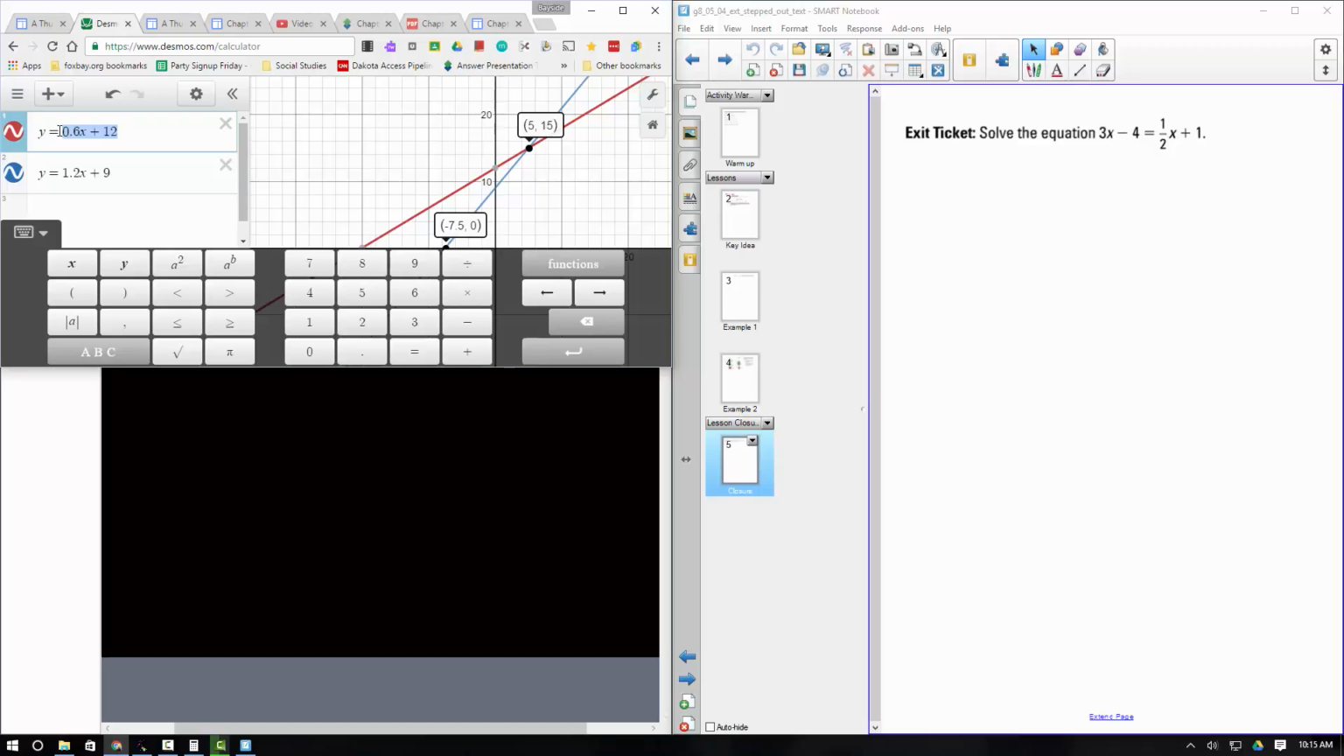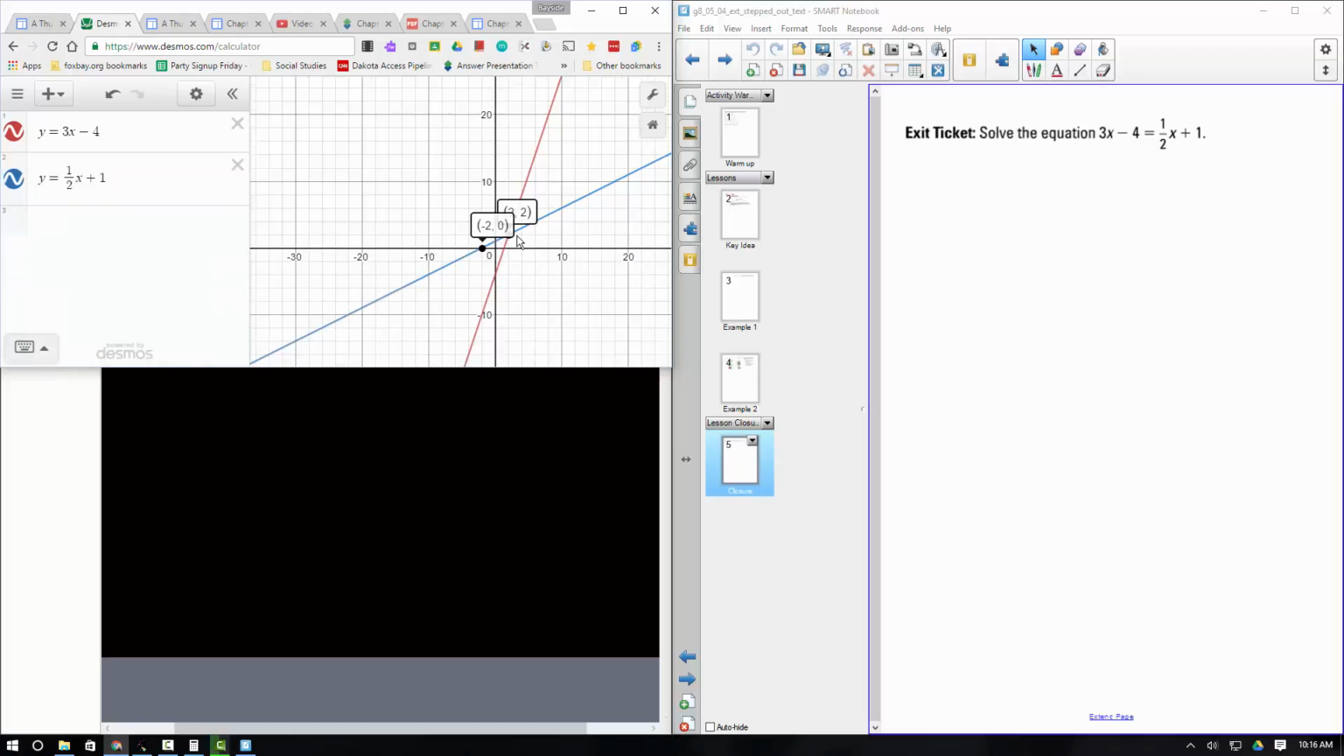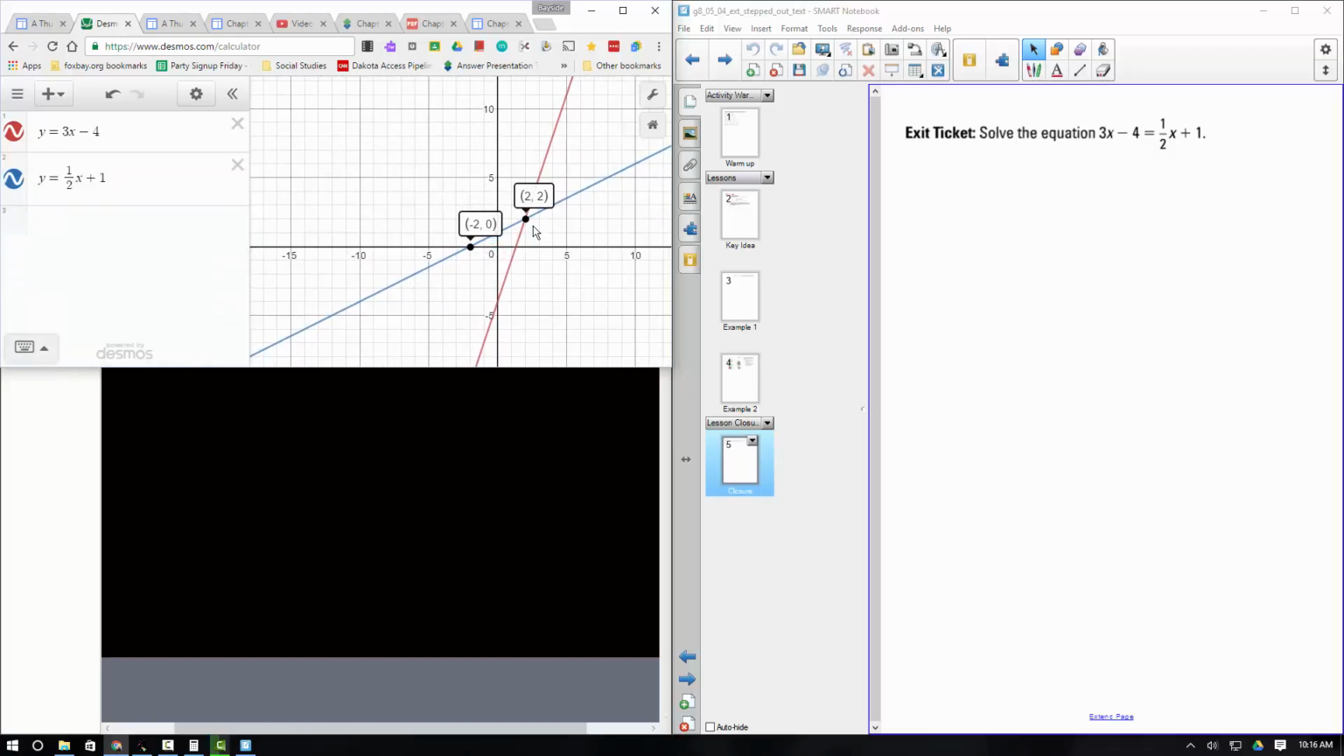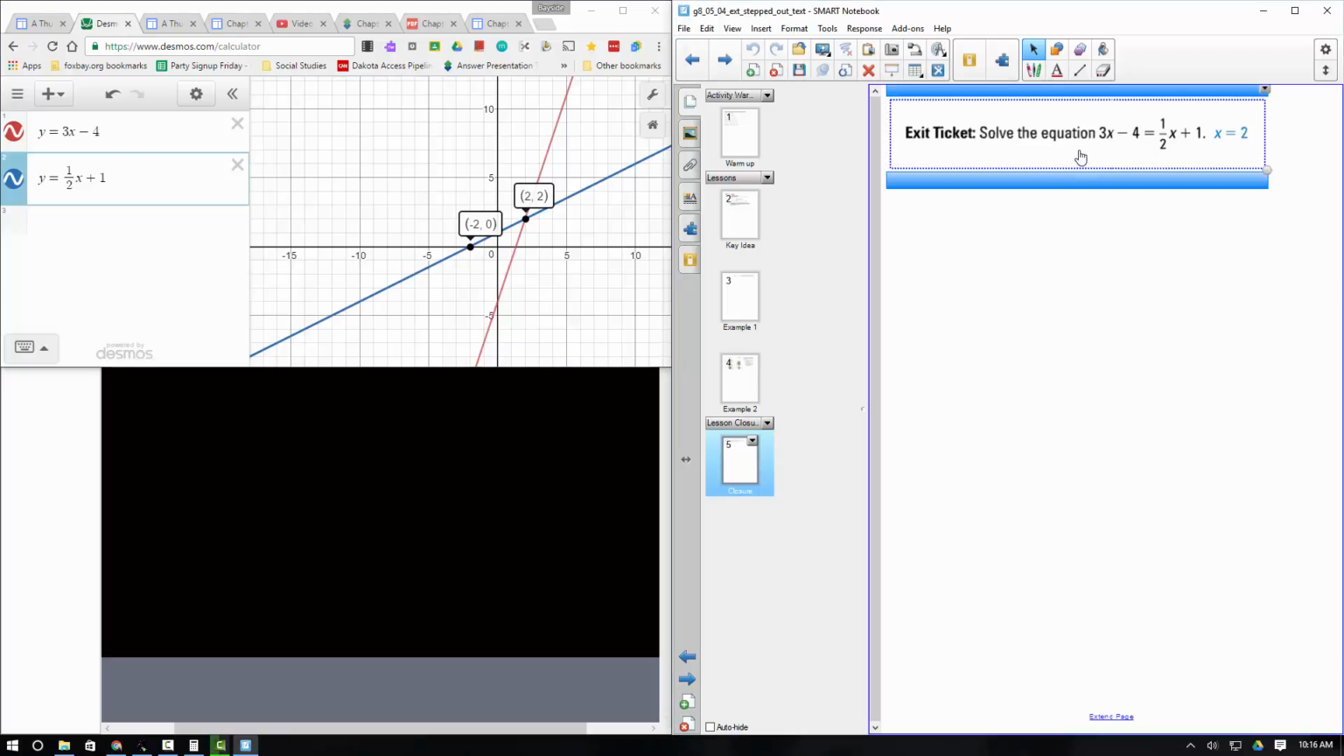All right, so hopefully you paused it, you graphed it out. You got 3x minus 4. And then the other one you got 1/2 x plus 1. And we'll look for the intersection here. Looks like they intersect at 2, 2. There it is. And that is the lesson today.